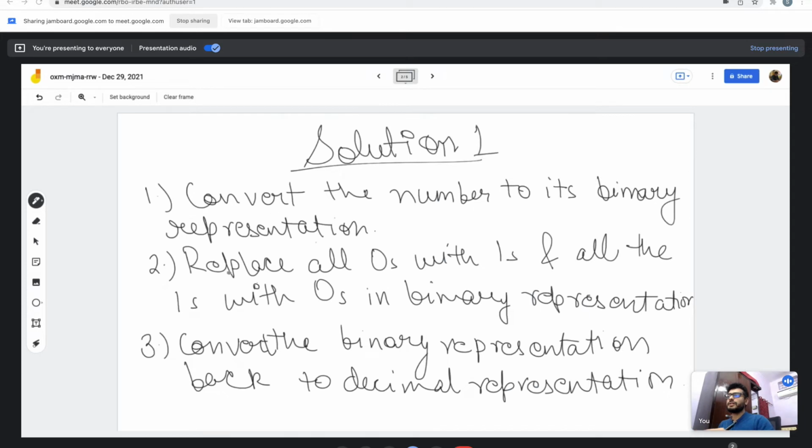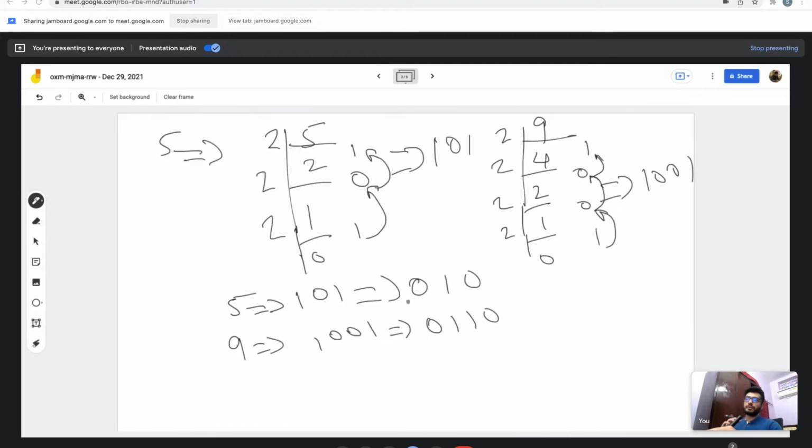We move to the third step, which is converting the binary representations back to decimal. How do we do the reverse, that is, conversion of binary to decimal? We maintain the indexes of the individual binary digits, like this is 2, this is 1, this is 0, and similarly this is 3, 2, 1, 0. Then we multiply by the powers of 2.